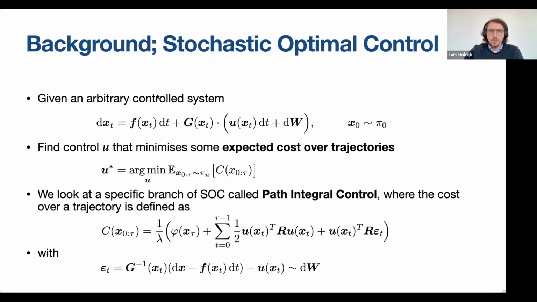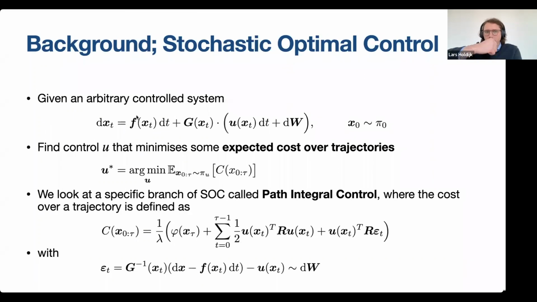In stochastic optimal control, we're interested in some arbitrarily controlled system. Here we have some system X that is governed by a stochastic differential equation, where we have the dynamics of the system F, a control U, and Brownian motion that adds stochasticity. We're interested in finding the control U that minimizes some expected cost C over trajectories defined by this system.